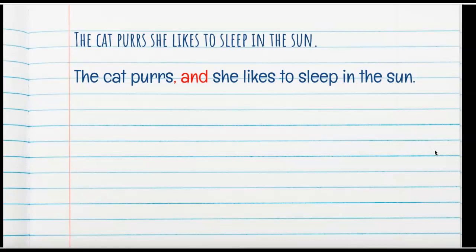Okay, so what you're going to do now is you're going to use what you've learned today and you're going to apply it. So you are going to write a sentence for each conjunction. You're going to try to write a compound sentence using each conjunction, and then you're going to answer the questions that follow.